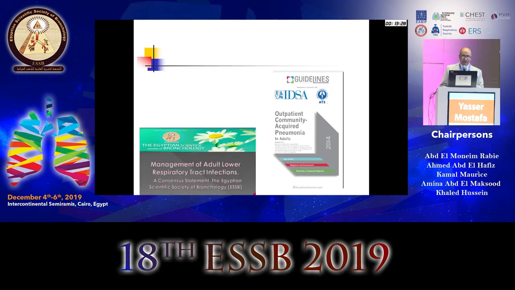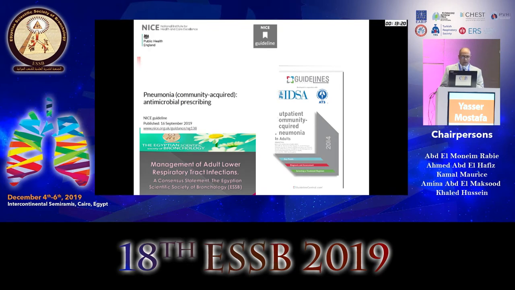Recently, we have many guidelines. We have the ITS guidelines for outpatient community acquired pneumonia 2014. We have the Egyptian consensus statement we formed in 2012, depending on the experience of many experts in different aspects, pulmonologist, pediatrician, ICU, and on some papers which were published about the resistance pattern of Streptococcus in Egypt, and also on the worldwide or international guidelines, which we use with some modification. Very recently, in 2019, we have the NICE, the National Institute for Health and Care Excellence, pneumonia community acquired antimicrobial prescribing guidelines.